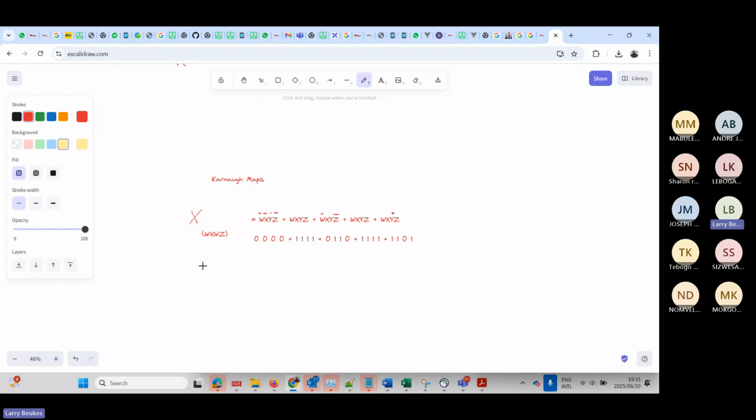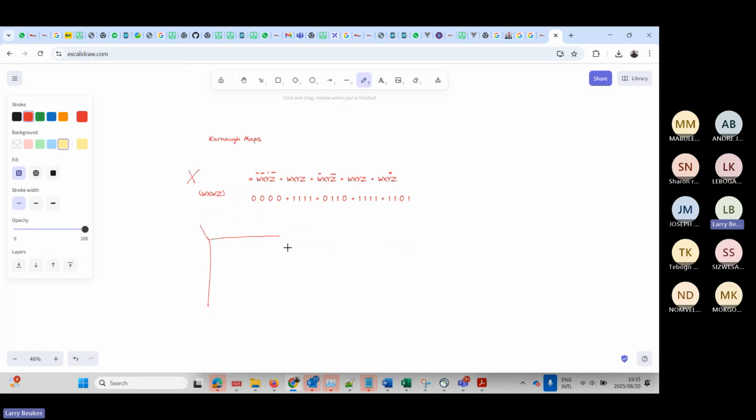So what is a Karnaugh map? A 4-variable Karnaugh map has 16 cells, right? It's basically a table made out of 16 cells, 4 columns, 4 rows. Why 4 columns, 4 rows? Because we have 4 variables, right? The most important thing after this is the numbering.